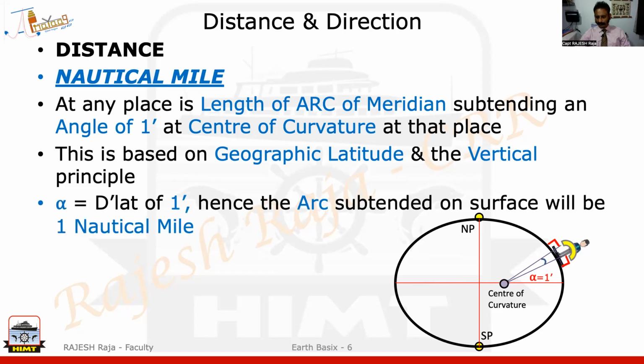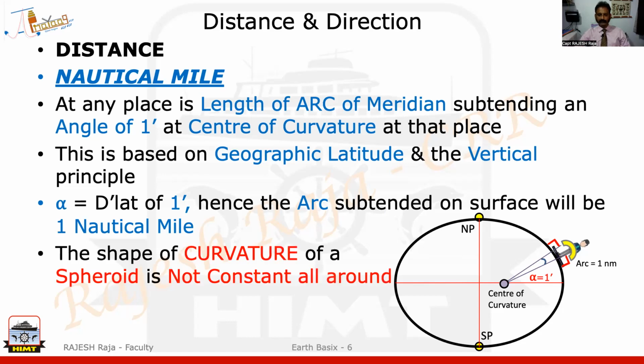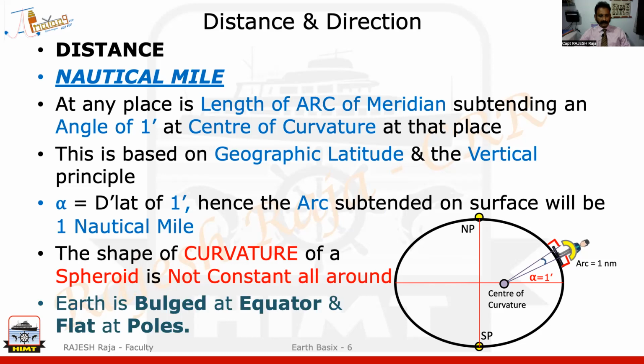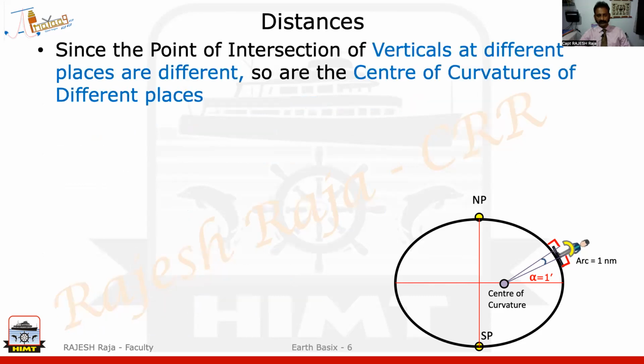And this arc of the meridian is basically called 1 nautical mile. So you can see alpha is a d-lat of 1 minute, difference of latitude of 1 minute. Hence the arc subtended on the earth will be 1 nautical mile. So this is the definition of a nautical mile. But there's a catch here. Please remember spheroid. The word spheroid means the curvature is not constant. And we have already seen this. Earth is bulged at the equator and flat at the poles. So what is the problem? Let us just quickly see what is the result of this.